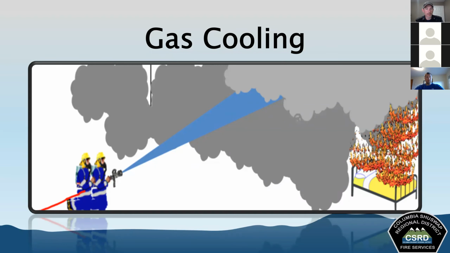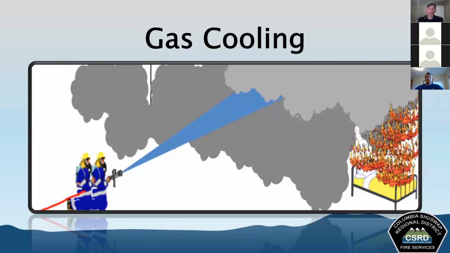We want to set that nozzle on a narrow fog pattern, direct it upwards towards the gas layer, and quickly and smoothly open and close that nozzle. We're going to vary the length of the pulse depending on the size of the space. So bigger spaces, we can have a little bit longer of a pulse. For smaller spaces, it's going to have to be fairly rapid. We're going to adjust the nozzle pattern based on the fire conditions in the compartment and the configuration and size of that compartment.